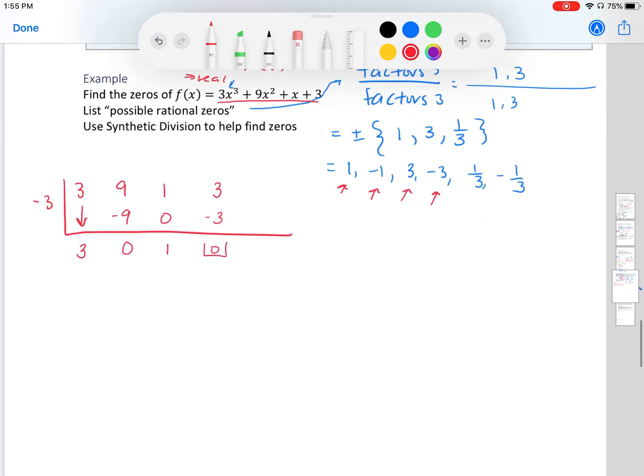So I have broken down my function. I have x plus 3. Notice I have a minus, but I wrote a plus. It's always the opposite sign. And then here I have another factor, which is 3x squared plus 0x, so no x, plus 1.